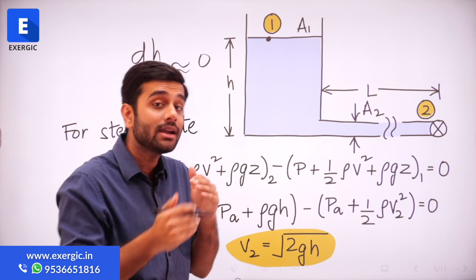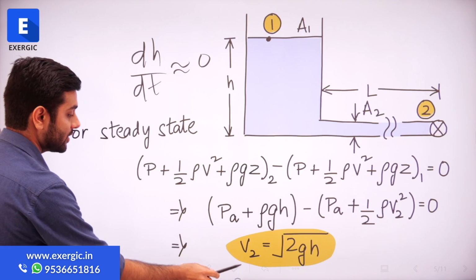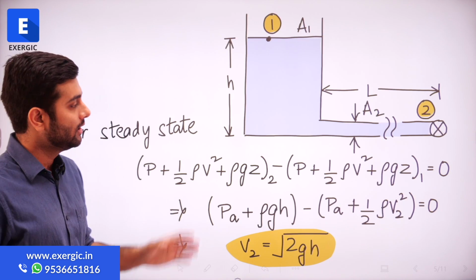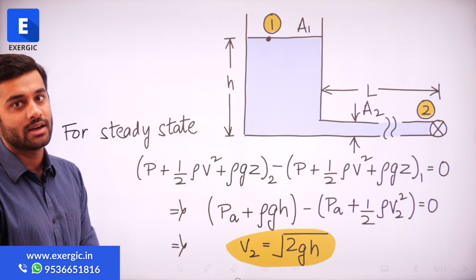So we can approximate that to be a steady flow. In that situation, we may ignore the unsteady term and consider this to be steady. We already know this is the expression for steady flow, right?